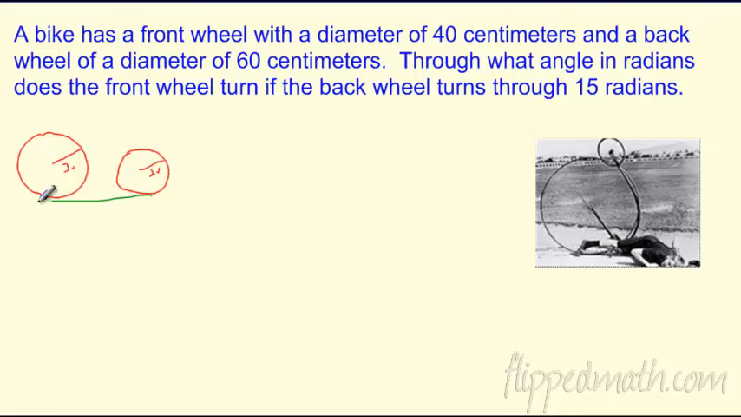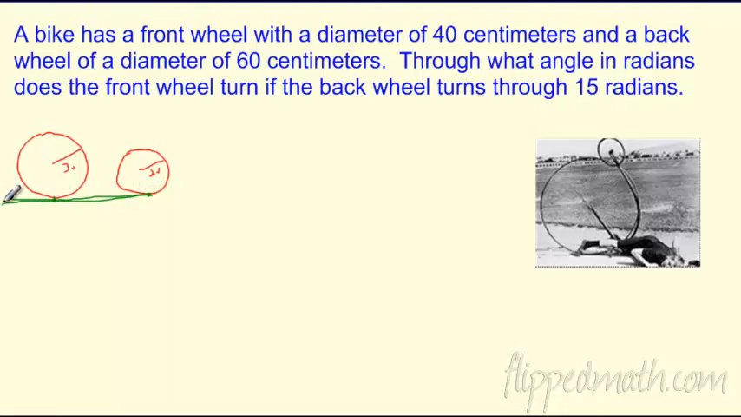And I want to know what angle in radians the front wheel turns if the back wheel turns 15 radians. So if this one turns 15 radians, how much does this one turn? Well, the little one's going to turn more than the big one. What do you notice about this? This is supposed to be a bike. I'm scared to draw it, but this bike is traveling on the ground. It has to have the same what?